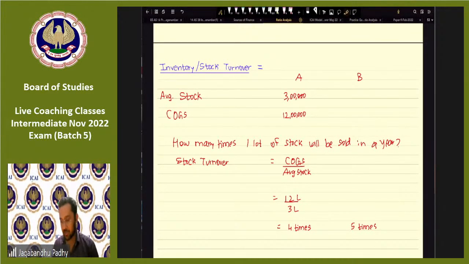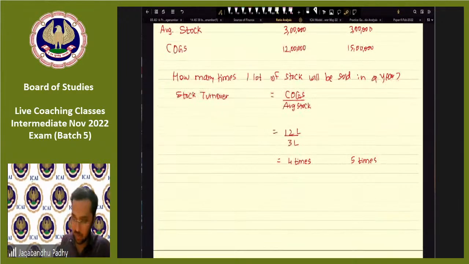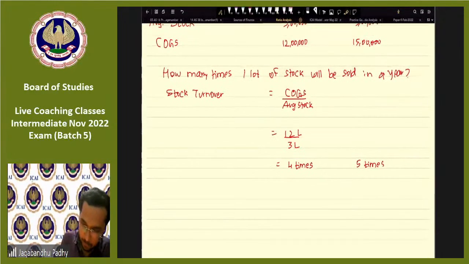Company B is efficient because 5 times means you're able to sell more. If I assume that your average stock is the same 3 lakh, obviously your COGS would be 15 lakh. So that is where you're saying 5 times. So with 3 lakh stock, company A was able to sell 12 lakh worth of goods. Company B was able to sell 15 lakh worth of goods. Of course, company B is more efficient, sir, because with limited resources, it's able to attain a higher degree of sales.